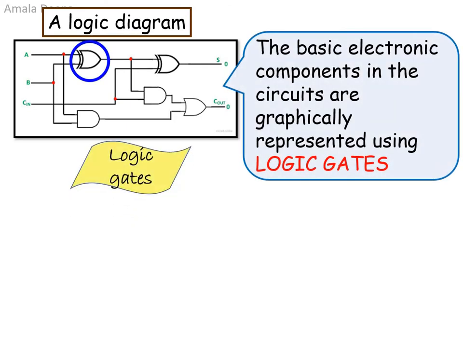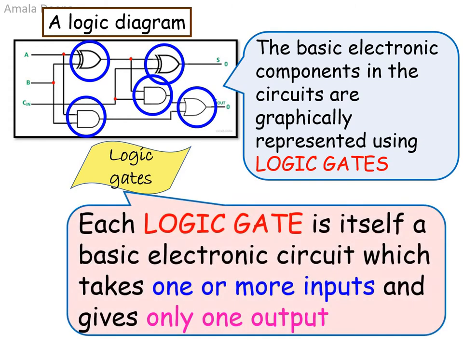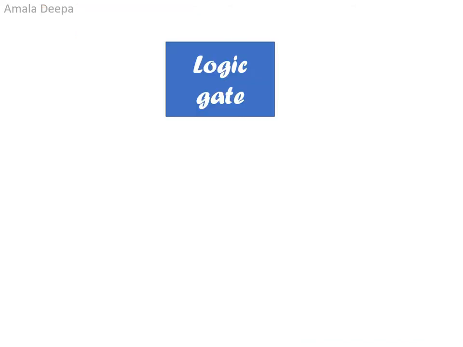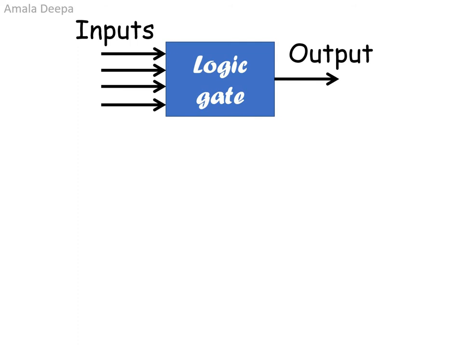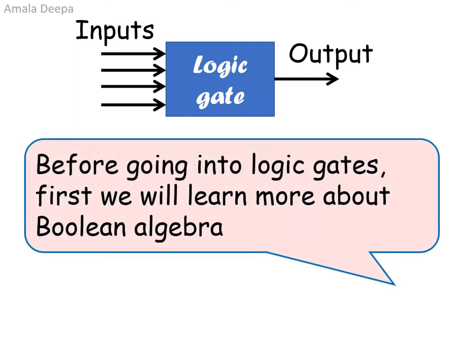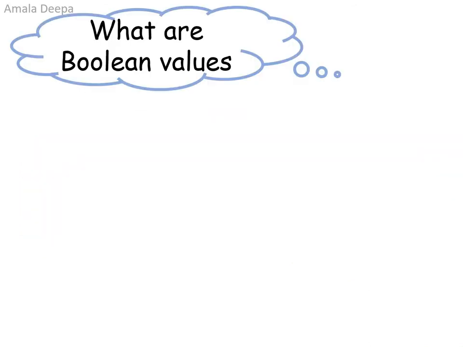The basic electronic components in the circuits are graphically represented using logic gates. Each logic gate is itself a basic electronic circuit which takes one or more inputs and gives only one output. So, a logic gate takes one or more inputs and gives only one output. Before going into logic gates, first we will learn more about Boolean algebra.